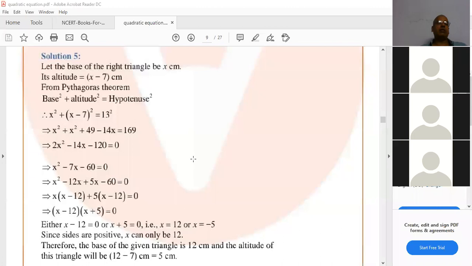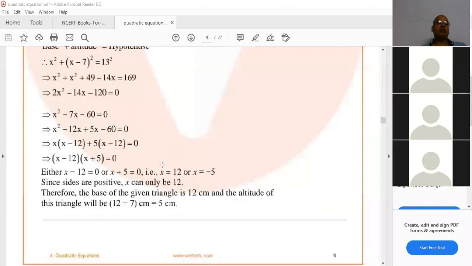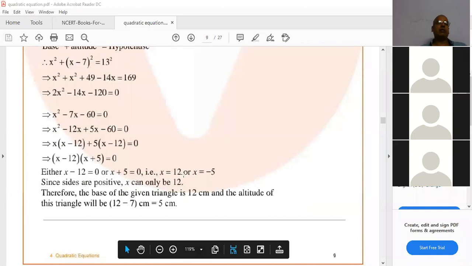Here, splitting into factors, we find x equal to 12 and x equal to minus 5. Why you can't take minus 5: the sides of the triangle must be positive numbers. It can't be negative. That's why x can only be 12 centimeters. Therefore, the base.